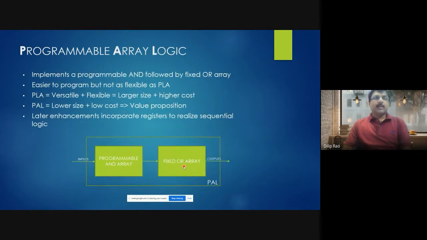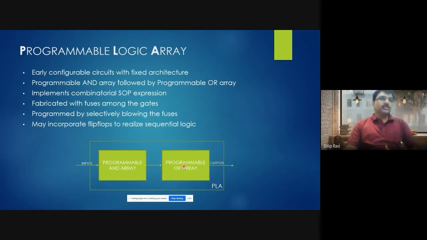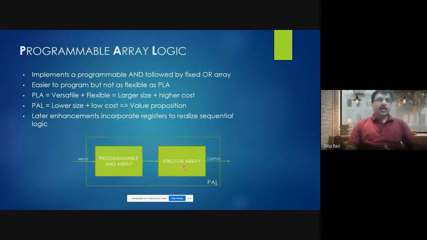Then programmable array logic. The name, if you observe, is confusingly named. The previous one was programmable logic array, but this one is programmable array logic. The name is a little bit misleading, but here there is a slight change in the architecture. You have a programmable AND array, and following that you have a fixed OR array. The programmability is limited to the AND array part only. It's easier to program here because you don't have to bother about the fixed part. The programmable part is limited, so that reduces much of the complexity and difficulty, but at the cost of versatility.